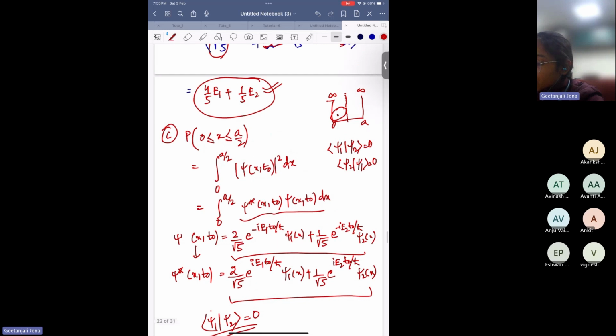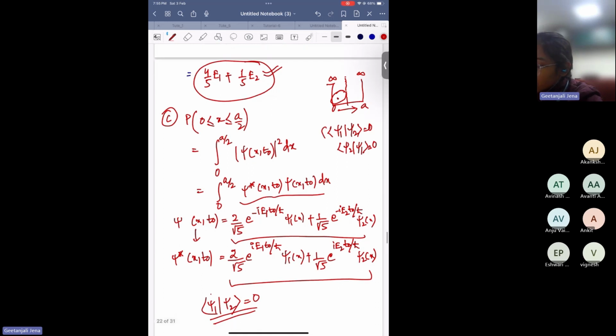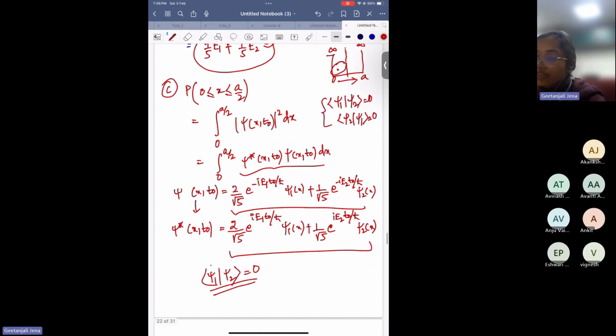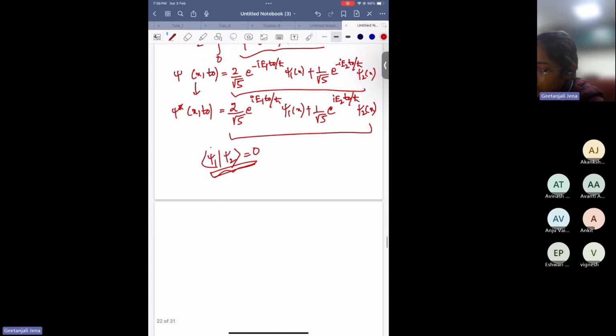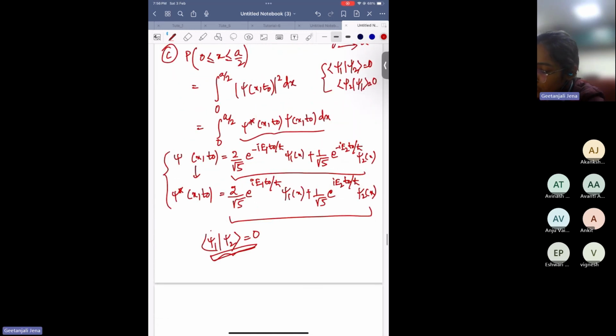Even if the condition is like find the probability between 0 to a, like in the whole region, then in that case you can take this condition like psi 1 with psi 2 equal to 0, psi 2 with psi 1 equal to 0. But for now it is non-zero. So now use these two equations and calculate the probability.